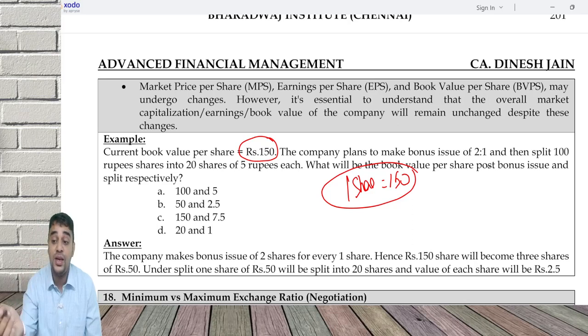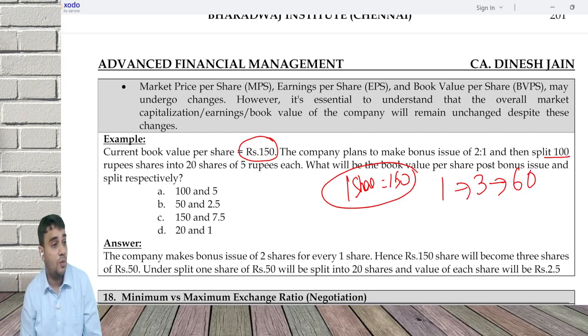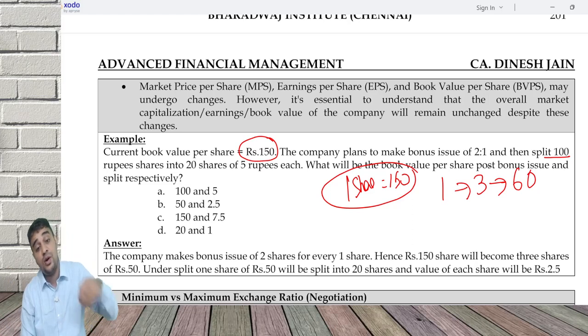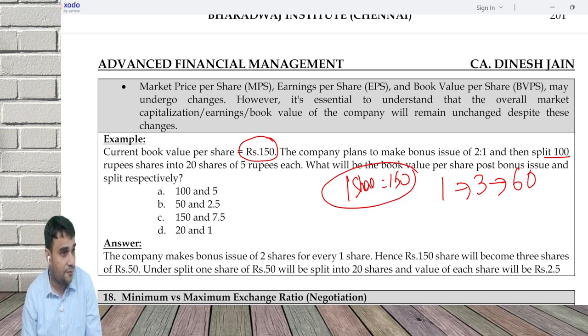Then you are doing splitting 100 rupee share into 20. So you originally started with 1. 1 became 3. 3 is now becoming 60. One share was there, you made it 3 by doing a 2:1 bonus. Then you are saying you want to split a 100 rupee share into 20 shares of 5 each. So 1 became 3, 3 became 60.